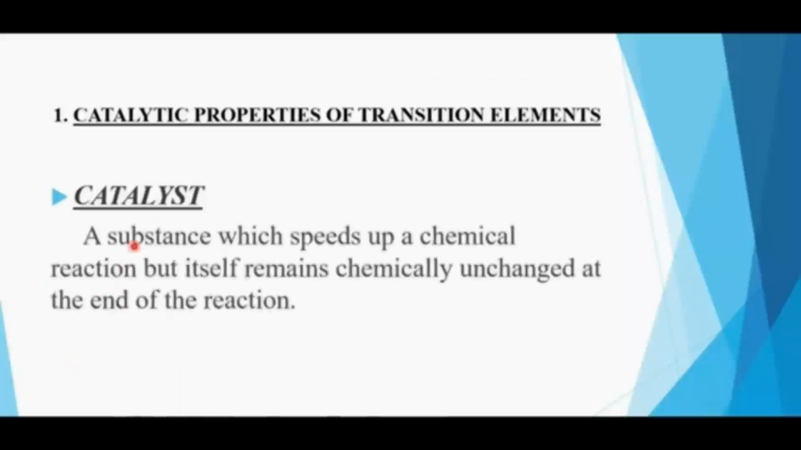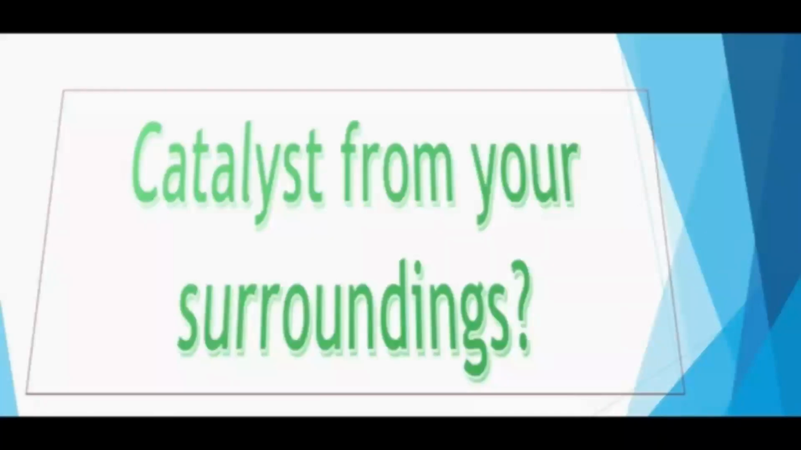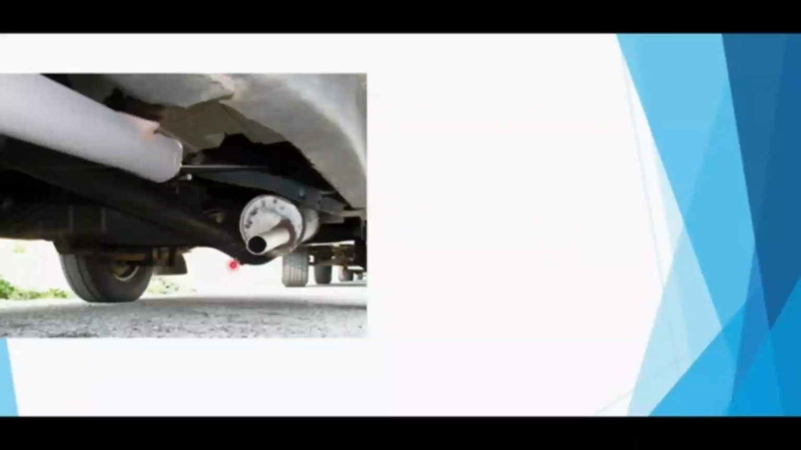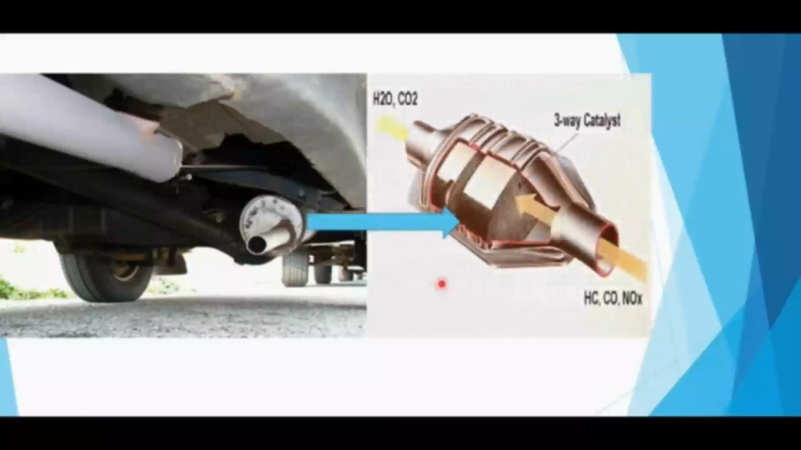Catalyst is a substance which speeds up a chemical reaction but itself remains chemically unchanged at the end of the reaction. Students, have you ever noticed substances in your surroundings which are speeding up many processes for us? Well, there are many. For example, catalytic converter in our cars. It converts the harmful emissions of the engine into less toxic ones like water and carbon dioxide. And for this purpose, it uses catalyst.